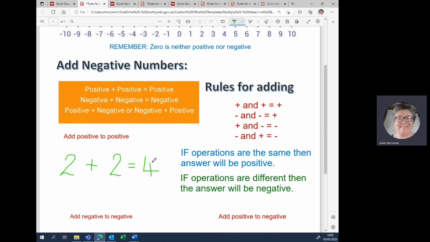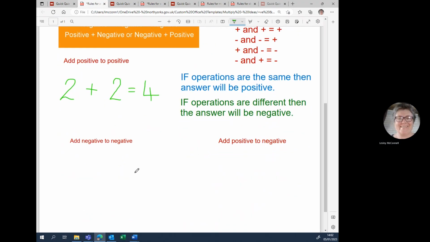Now we know these numbers are positive because they don't have an operation in front of them. So a positive plus a positive will give us a positive answer. If we add a negative to a negative, what will happen? Let's use a negative 2 and add it to a negative 2.